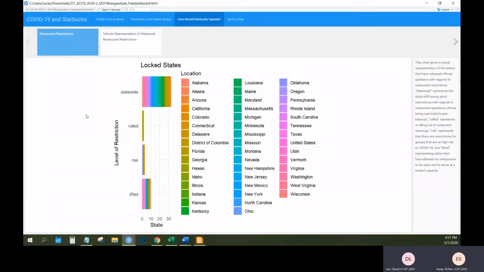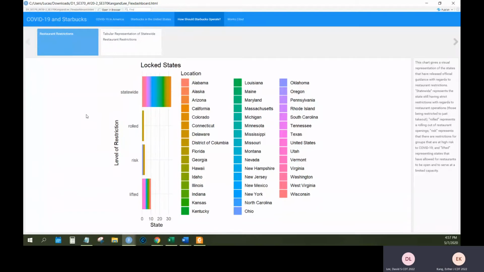Here in this visual representation of text mining all 50 states' recommendations on restaurant openings, we can see that some states are still on statewide restaurant restrictions, which essentially means that they cannot open, and then some are lifting their restrictions. So here we understand that there are some states that are now lifting restrictions as to when or how restaurants can conduct business, with recommendations of maintaining social distancing.